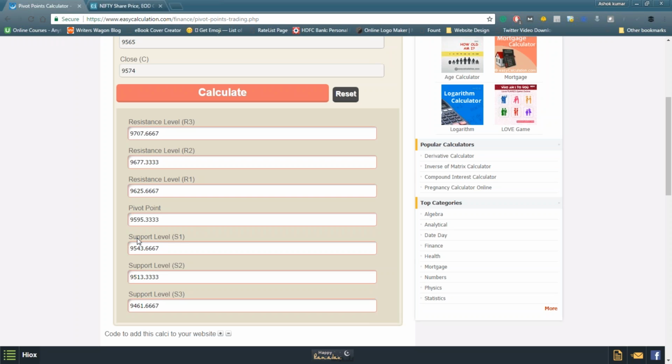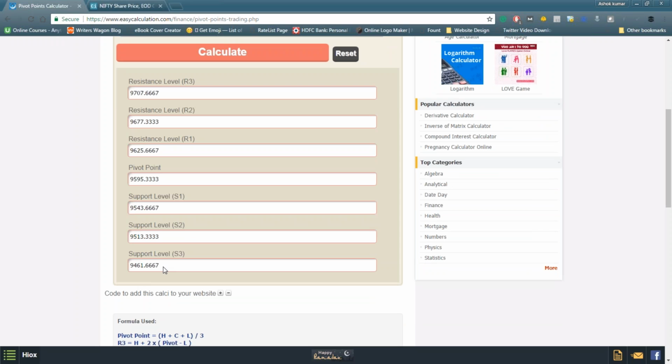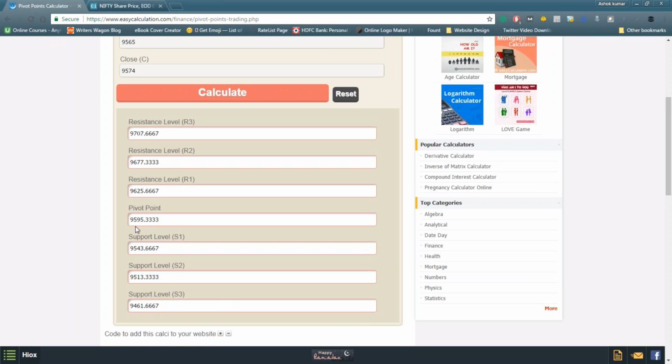If it opens above the second support level, what will your target be? The first resistance level will be your target, right? And if it gets sold below the second support level, what will your target be? The target will be 9461, which will be the support again. So when it opens above a resistance zone, the next resistance zone will be your target, and the third resistance zone will be your third target to reach.